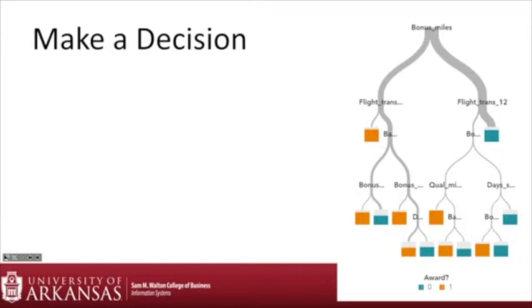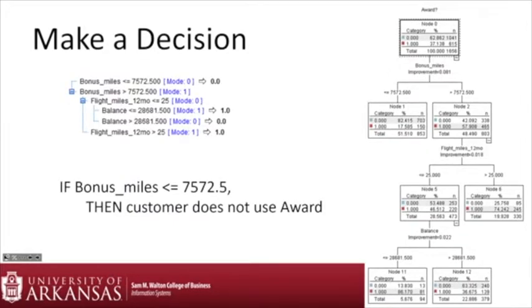This tree is kind of nice. It gives you a nice little color coding. The teal color is the 0, the people not using, and the 1 is the people that are using. But it's a little bit harder to figure out. This is a similar decision tree that I used for SPSS.